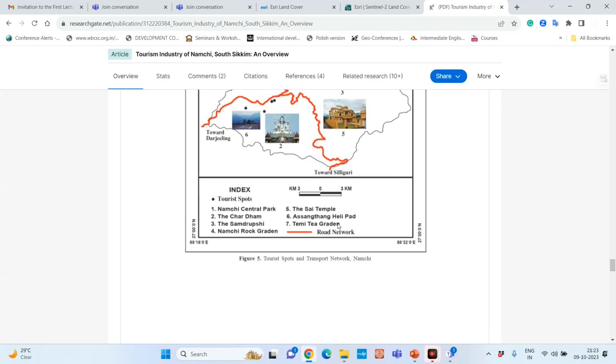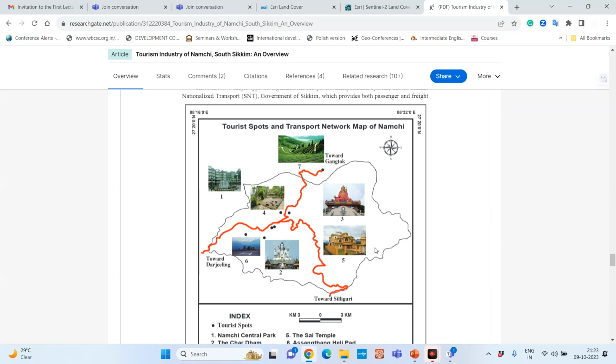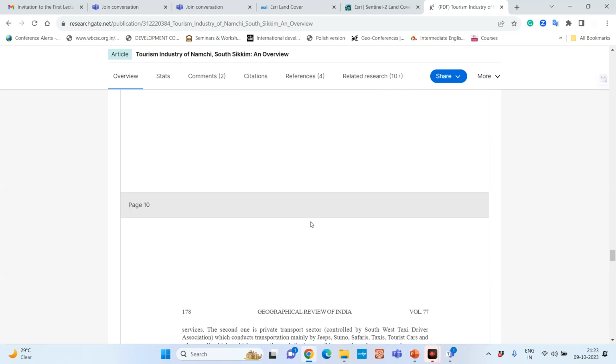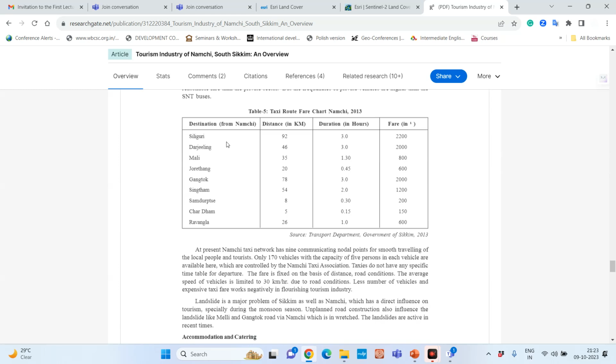In this way you can manage your tourism business if you are in the industry, and if you are in academia, you can write a paper like this. I'm in academia, so I analyze the facts like this and draw the map. I have the data, so I can calculate the distance from Siliguri, from Darjeeling, from other places, and what will be the shortest distance and the time. So you can take the decision.